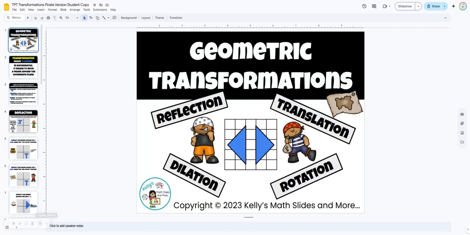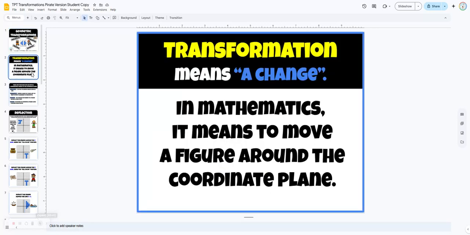Geometric transformations. This is a digital lesson, and this one is pirate themed. It covers the transformations of reflection, translation, dilation, and rotation around the origin. So the lesson starts with a definition of what transformation means and what it means in mathematics.